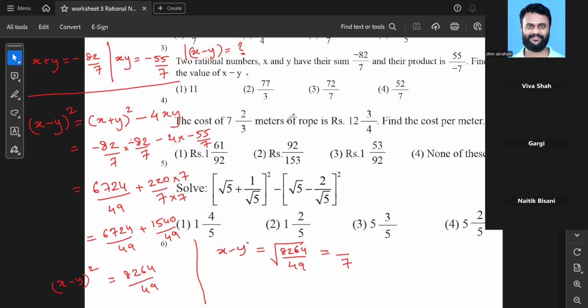So I'm pretty sure the answer can be either this, I'm just circling it, or this. Or there is one more possibility. This 11 can also be written as 77 upon 7. So this is also one possibility, just in case. I'm just giving you a possibility. So out of these three possibilities, one should be the answer.